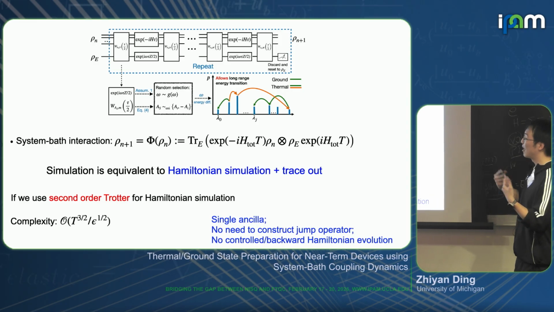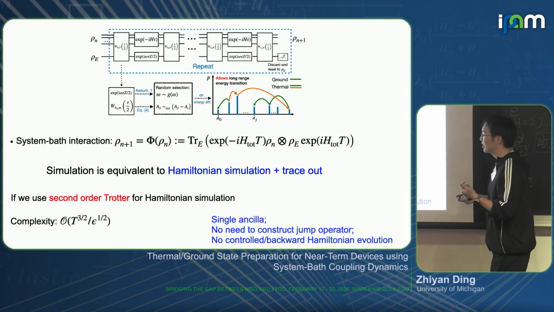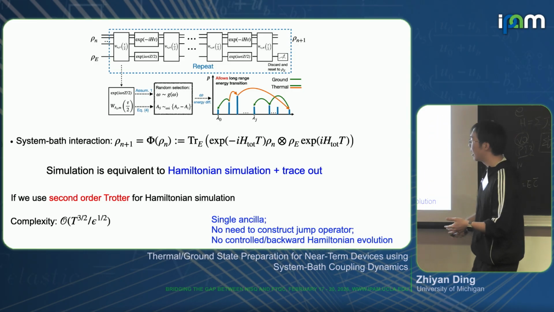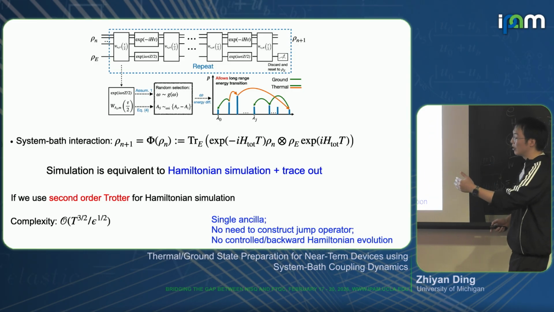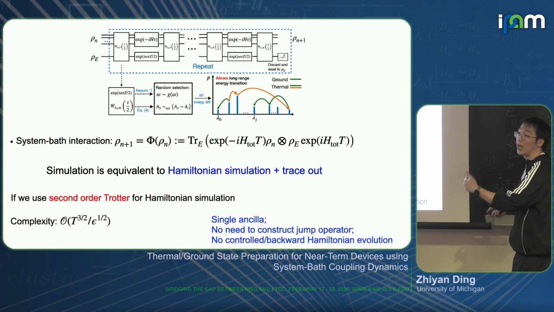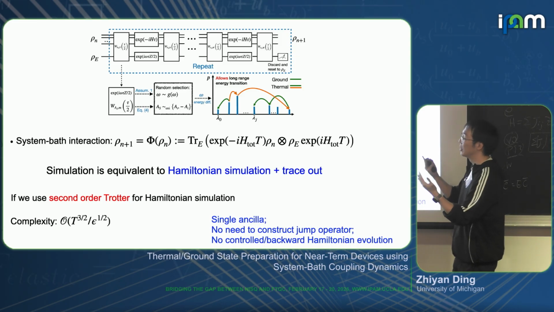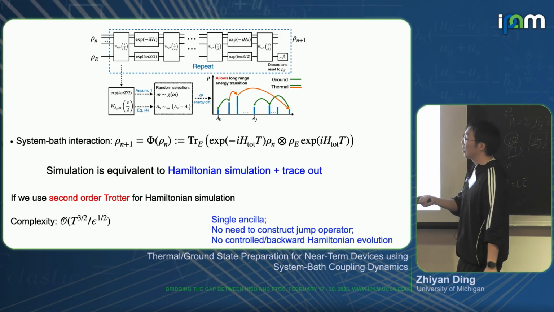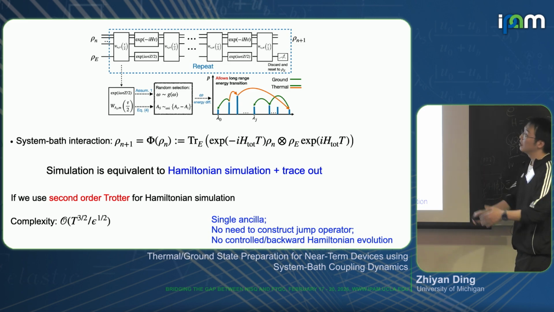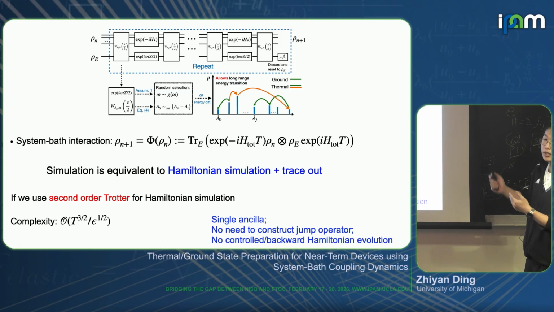For me, this is a very simple algorithm. And the advantage is if I do the second-order trotterization, then I only need to do the forward Hamiltonian simulation. So there are no controlled and no backward Hamiltonian simulations. Of course, if you have a better Hamiltonian simulation algorithm, you can also improve the complexity here. So you just need to pick your favorite Hamiltonian simulation algorithm to do it.